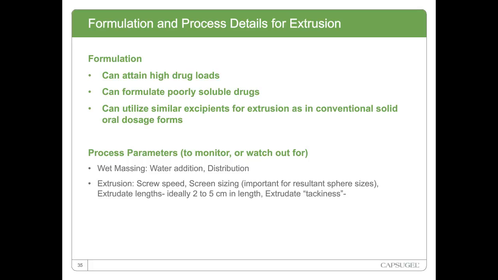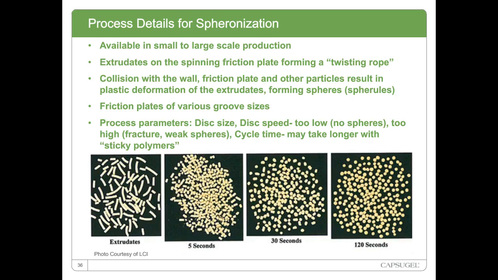In this case study, we used wet massing and milling. However, spheronization is becoming more commonplace for good reason. It is available in small to large production scales. The extrudates are rapidly and efficiently turned into monodisperse spherules by the spinning friction plates, collisions with the walls, and other particles. And the process parameters are fairly simple to tune in order to come to the desired product profile and particle properties needed.